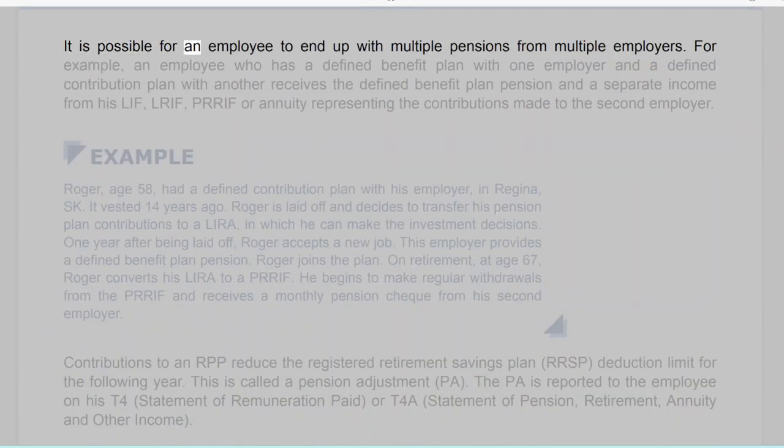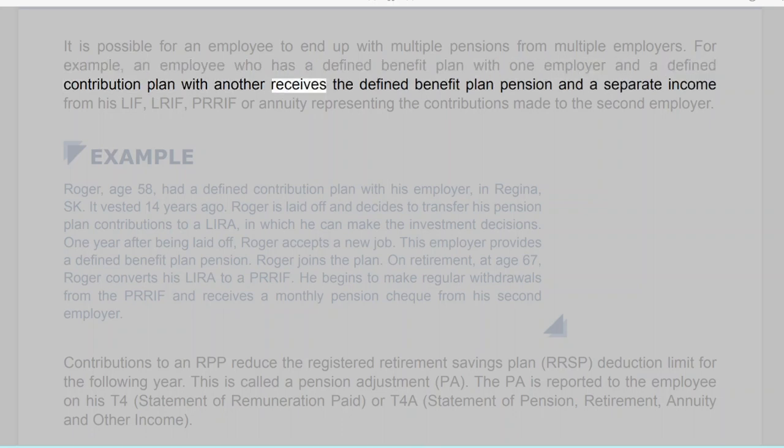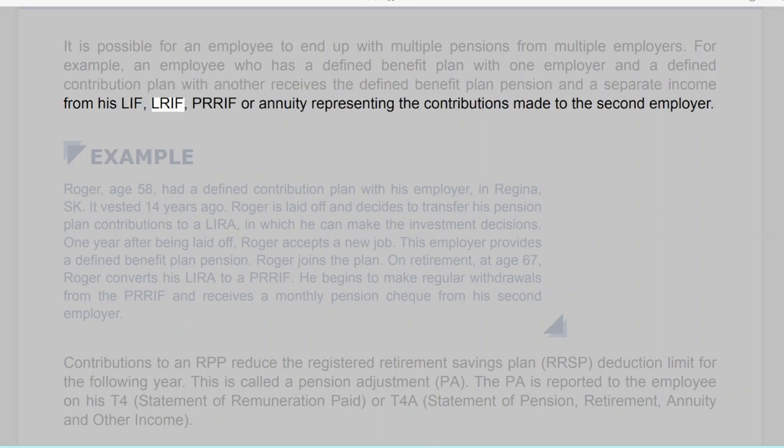It is possible for an employee to end up with multiple pensions from multiple employers. For example, an employee who has a defined benefit plan with one employer and a defined contribution plan with another receives the defined benefit plan pension and a separate income from his LIF, LRIF, PRRIF, or annuity representing the contributions made to the second employer. Example.